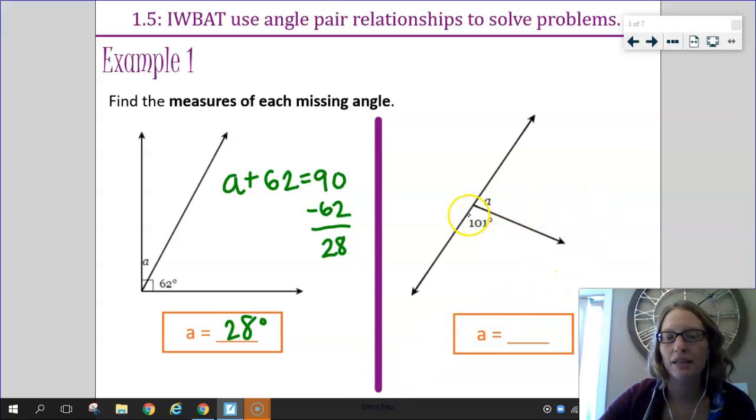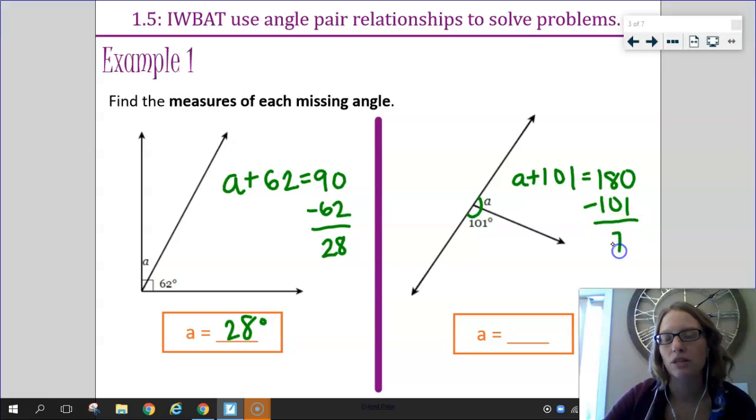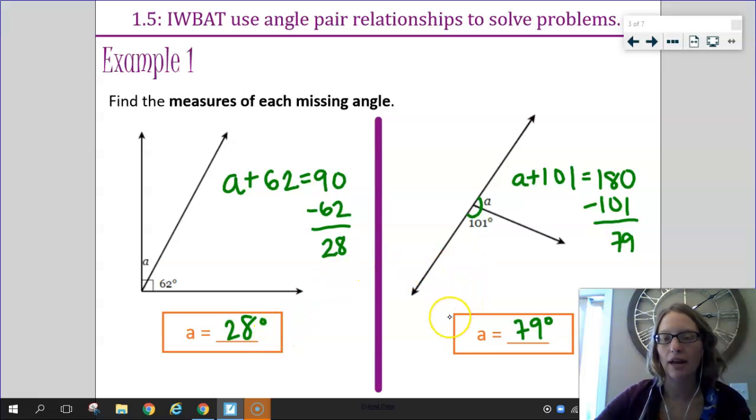Over here, I can see that A and 101 are on a line together, making them a linear pair and also supplementary. So I know that added together, they need to add up to 180. So I can just subtract 101 from 180 to see that what is left over is 79 degrees for angle A. Make sure you have both examples, the complementary angles and the linear pair that add up to 180, written down for example 1, and then move on to example 2.